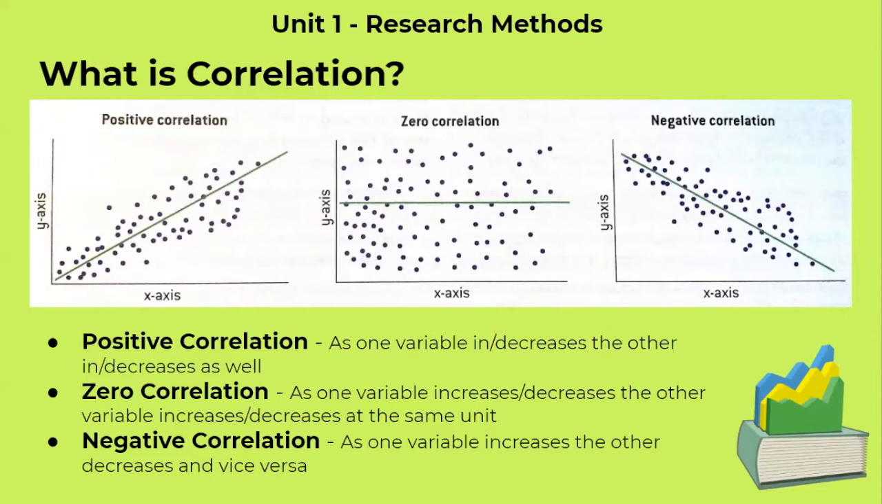So for example, a positive correlation is when the more time you study, the higher your grades would be. A negative correlation would be the more time you spend on your phone, the lower your grades would be.